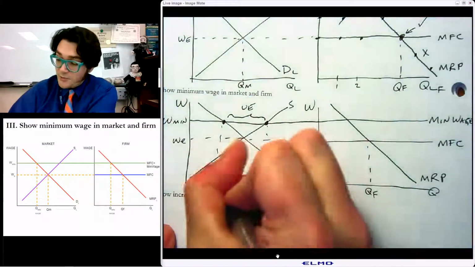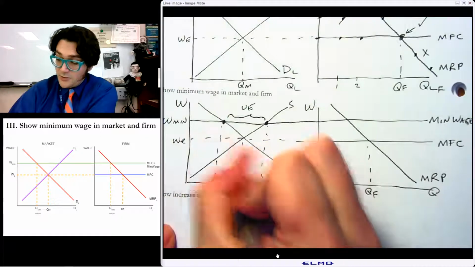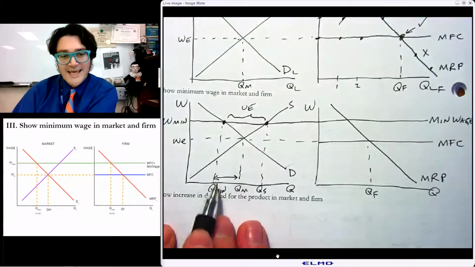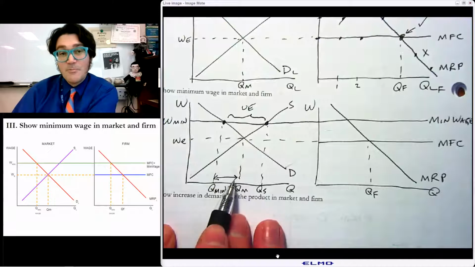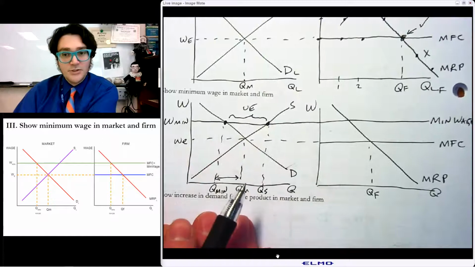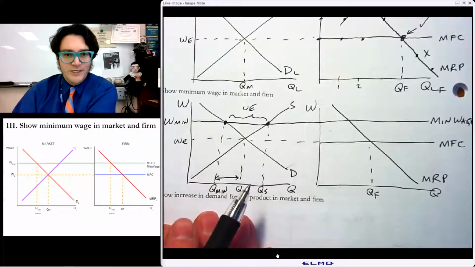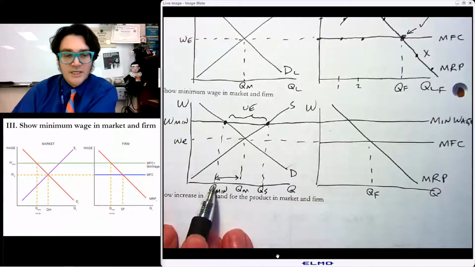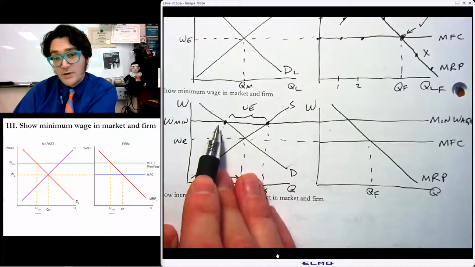And in fact, this proportion, going from QM to Q min, used to be employed and now lost their jobs. And so you could see how if you use this model, you would say immediately, well, minimum wage bad, right? Because you literally caused people to lose their jobs in order to give some people a higher wage.